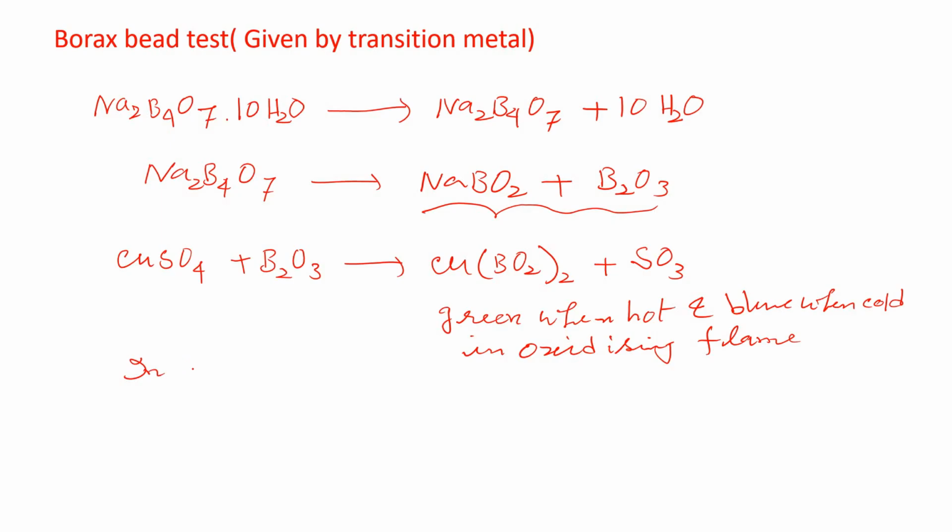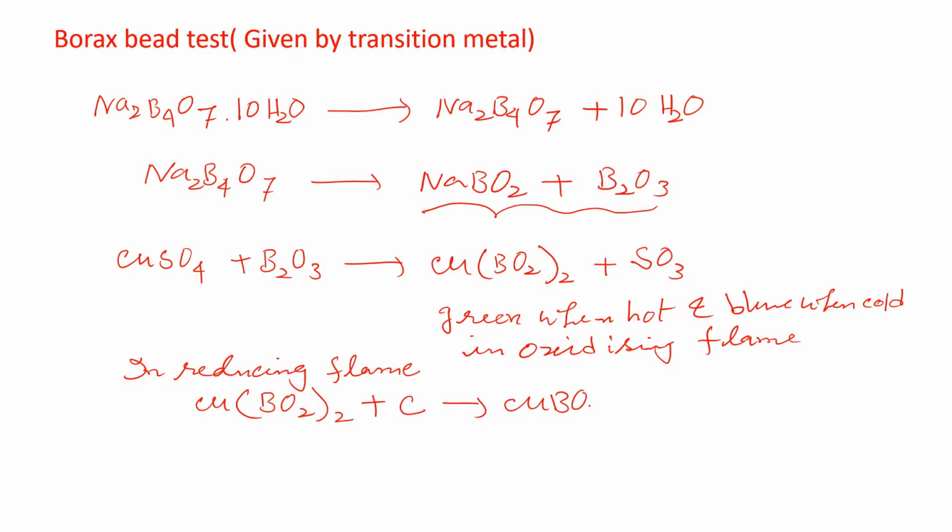See, reducing flame means the inner part where carbon particles are there, where reduction takes place. So, here first what happened? This copper metaborate, it is cupric metaborate, it is reduced by carbon and it will form the cuprous metaborate after reduction, and then plus carbon monoxide and your this one B2O3.